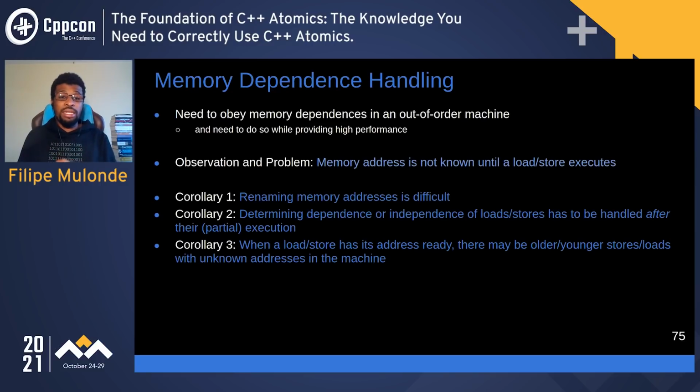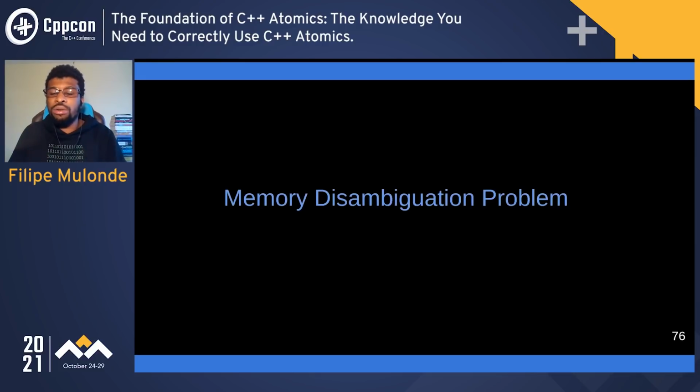So the corollary number one is that renaming memory addresses is difficult. And the second corollary is that determining dependence or independence of loads or stores has to be handled after their partial execution, as I just described it, right? We need to compute the address first in order to execute a load or a store. And the third corollary is that when a load or a store has its address ready, there may be older or younger stores or loads with unknown address in the machine. The third corollary is also called the memory disambiguation problem.